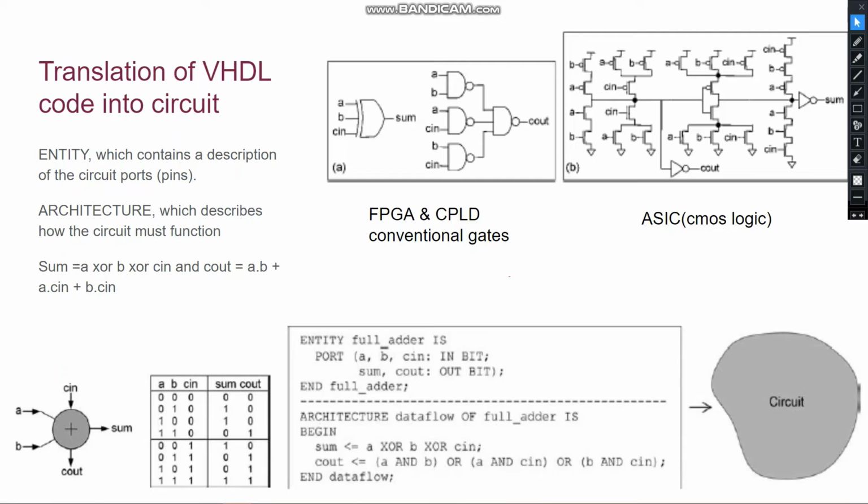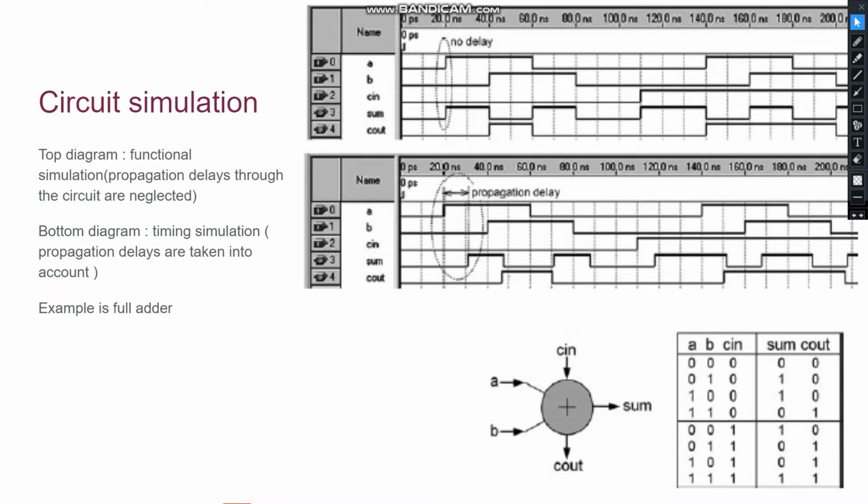But this is how the circuit is when the code is written. This is the HDL code. This will be converted into a circuit, and these circuits are these two. If it is a CPLD or an FPGA, this is the circuit. If it is an ASIC, this is the circuit. Next is the simulation. Correct. So now you see that A and B are inputs. C is also an input. Sum and C out are outputs.